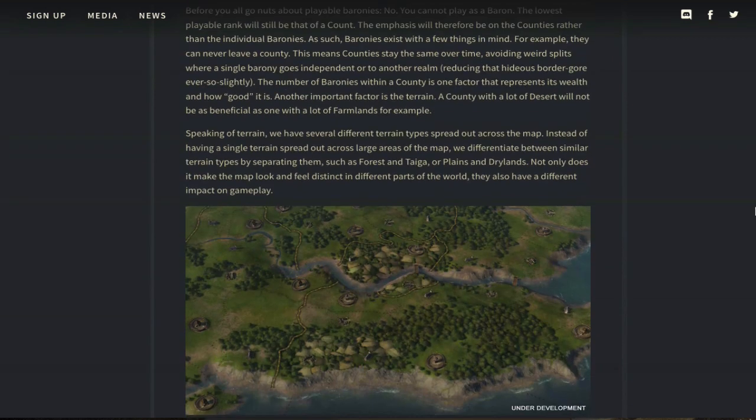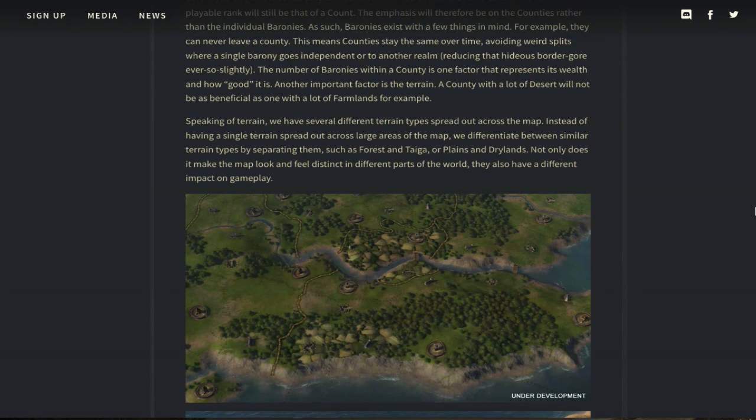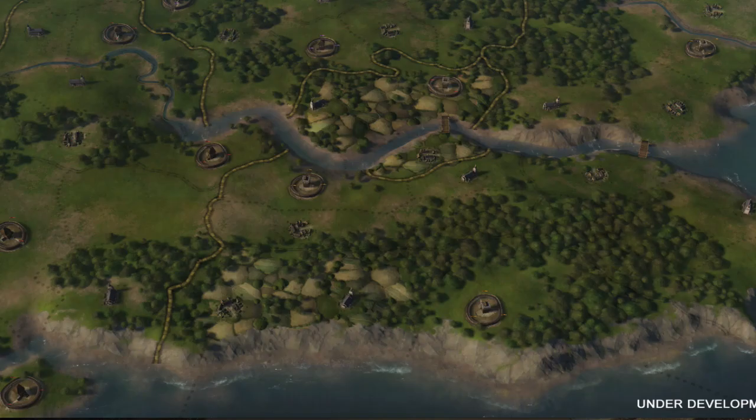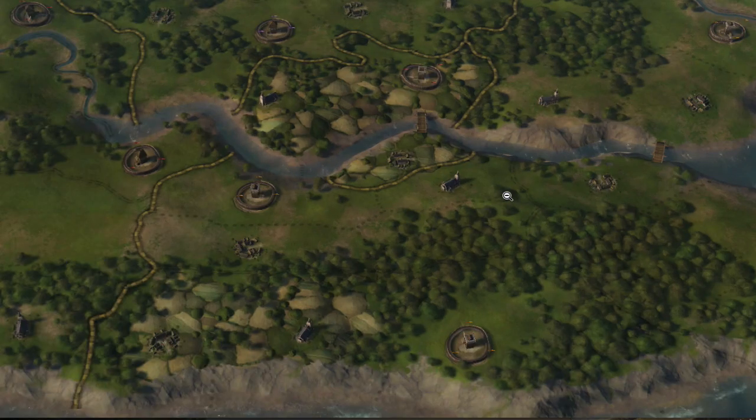Instead of having a single terrain spread out across large areas of the map, we differentiate between similar terrain types by separating them, such as forest and taiga, or plains and drylands. Not only does it make the map look and feel more distinct in different parts of the world, they also have different impacts on gameplay. Let's have a look at that, a bit more zoomed in.